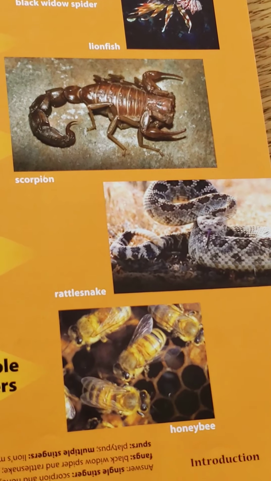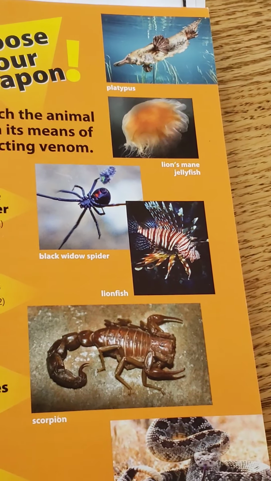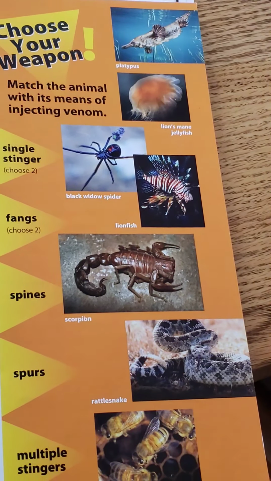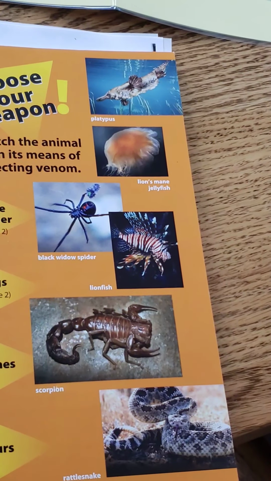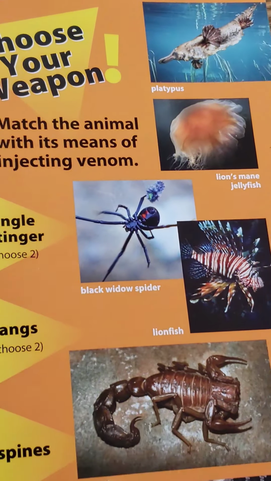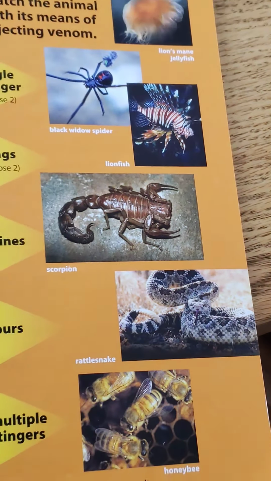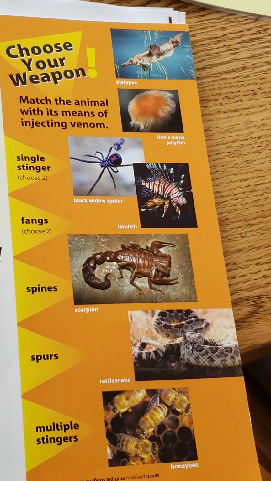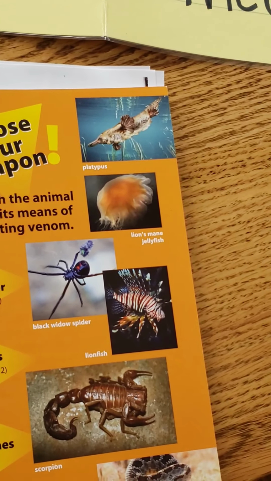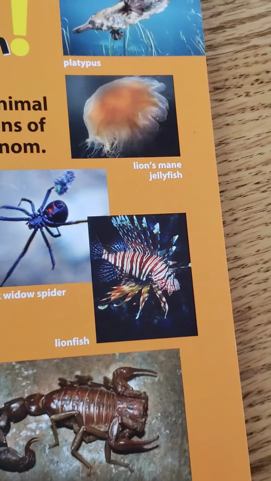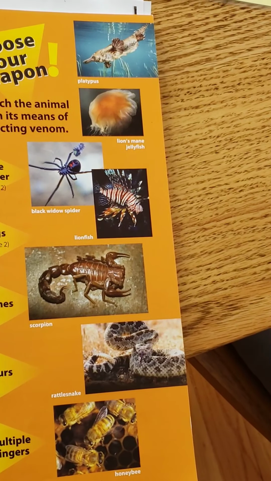All right, how about fangs? I think that's an easy one. There are 2 on here that have fangs. Well, if you chose the black widow spider and the rattlesnake, yes, both of them have fangs as their natural animal defense mechanisms. All right, a spine. There's only one on here with a spine as its defense mechanism, and that is the lionfish. And then a spur. There's only one on here that has spurs to defend itself, and that's the platypus.